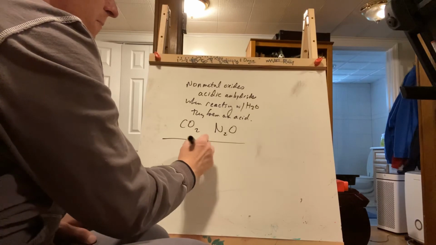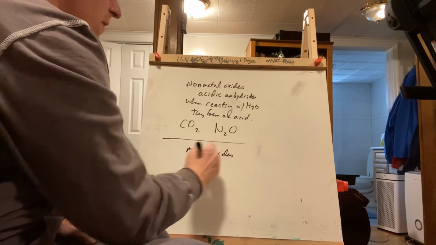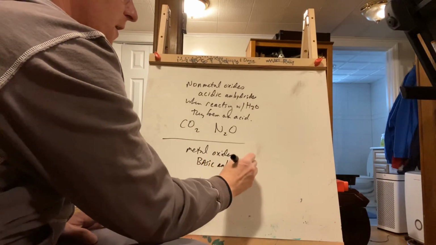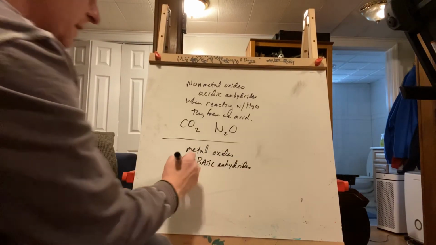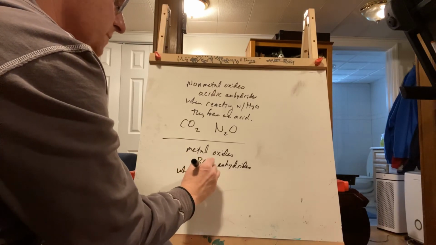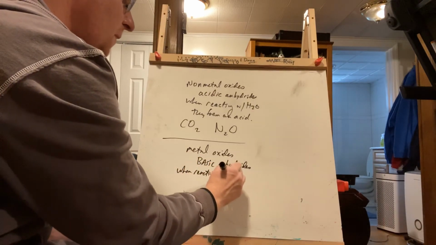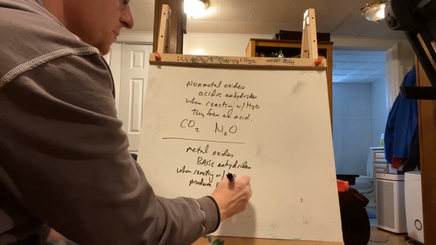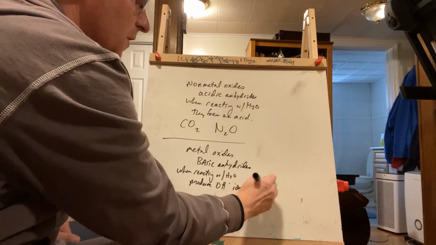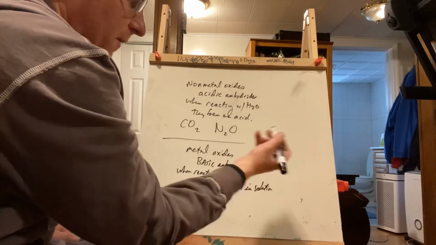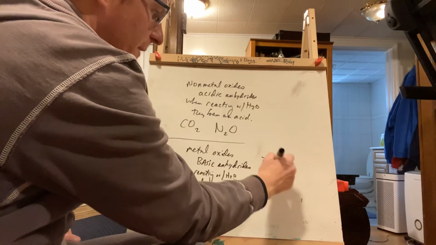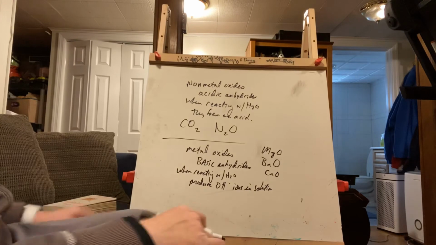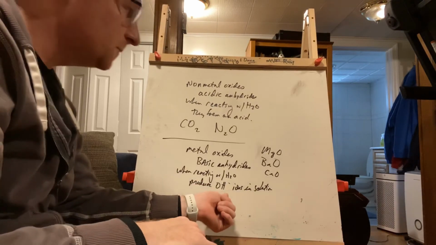And then metal oxides are called basic anhydrides. And these ones, when they dissolve in water, produce hydroxide ions. So when reacting with water, they produce hydroxide ions in solution. And so, literally, name any metal oxide, like barium oxide, calcium oxide, magnesium oxide. You put those in water, they'll form bases.